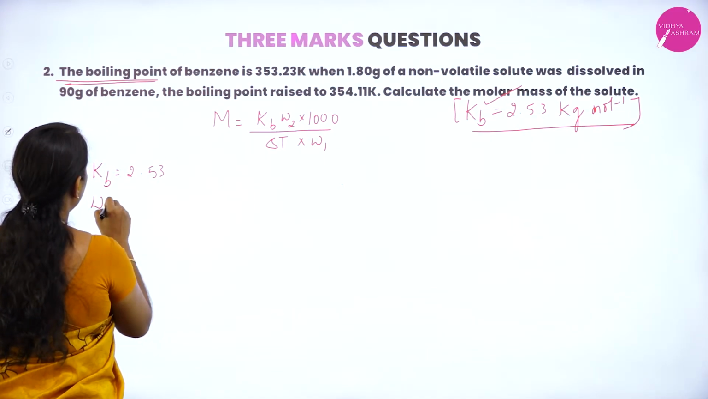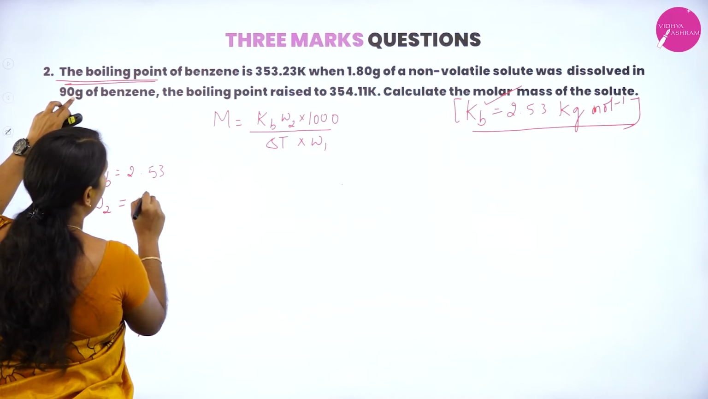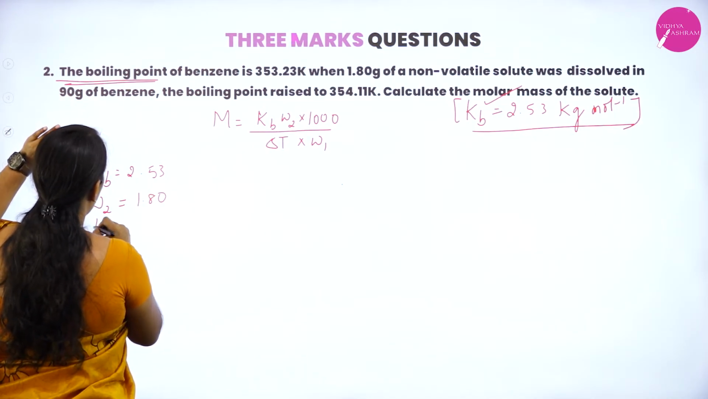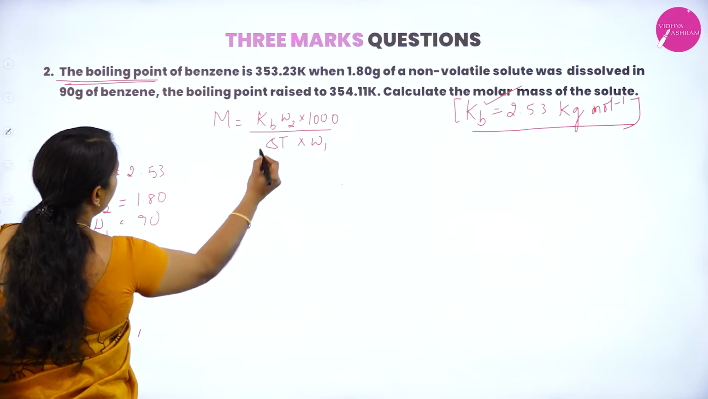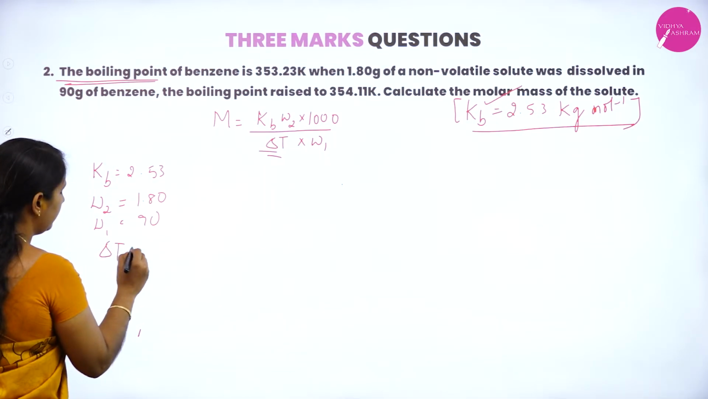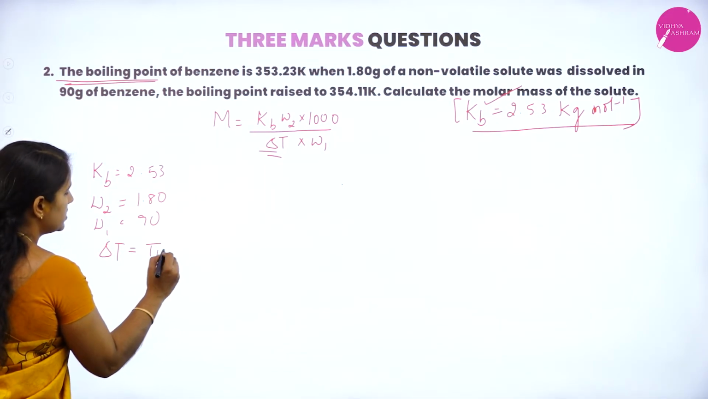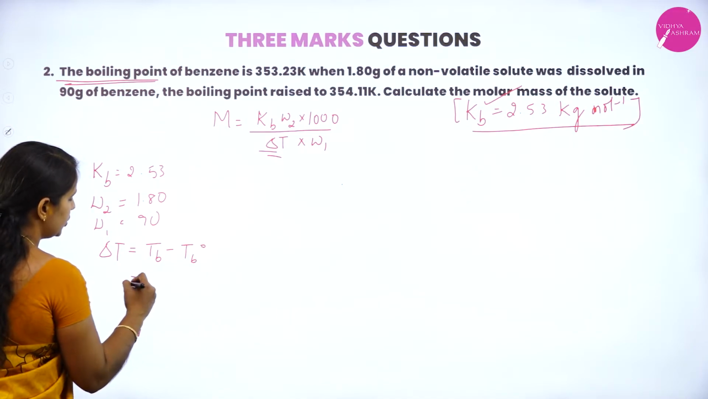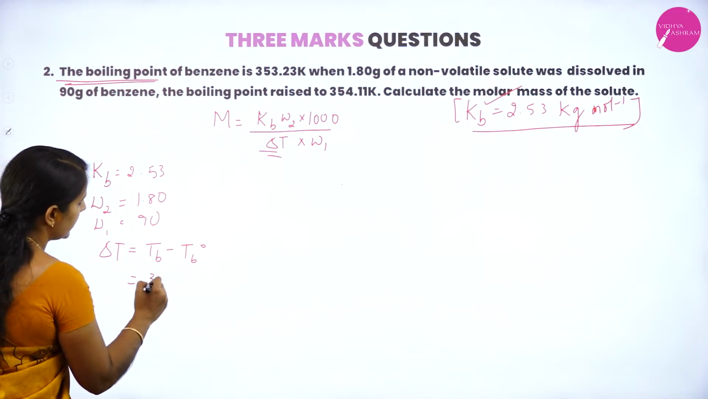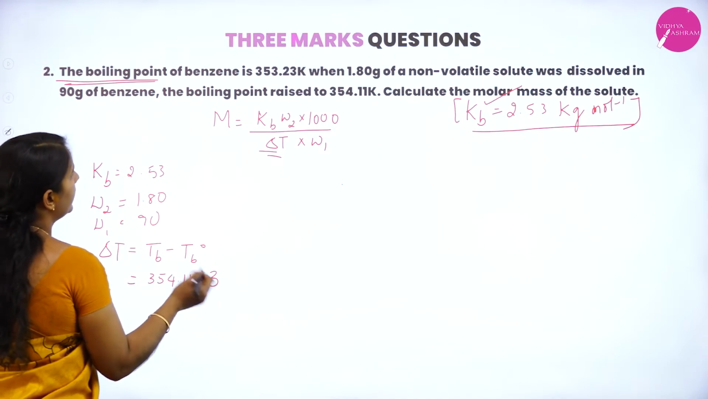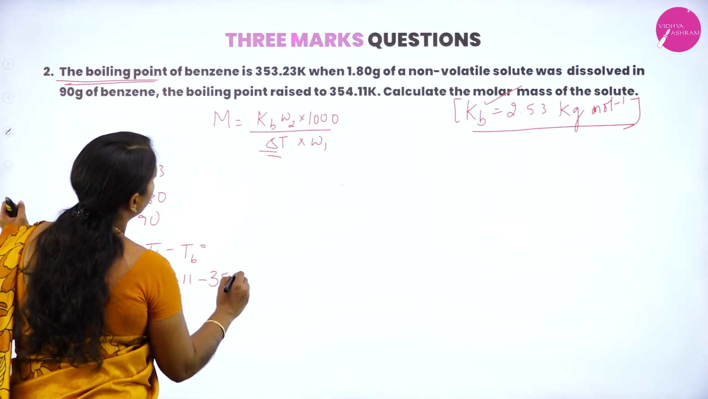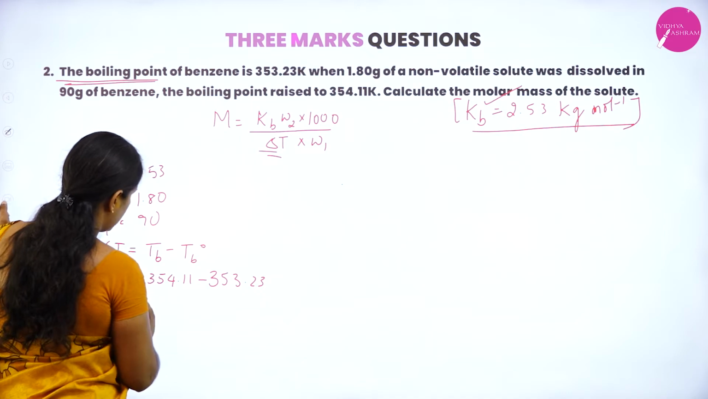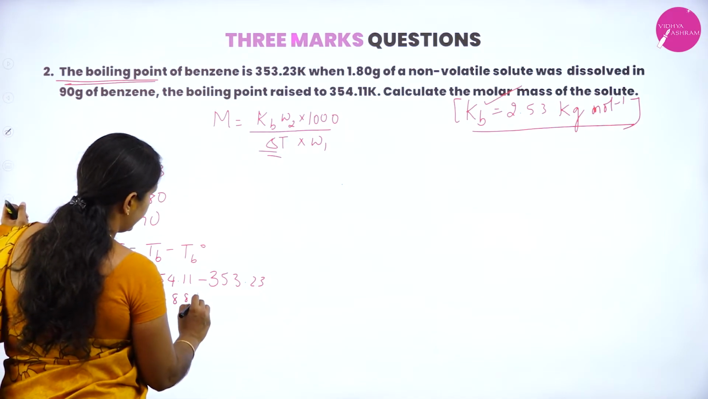And what is W2 here? W2 is nothing but the solute. It is 1.80, and W1 is nothing but 90. What is delta Tb here? Delta Tb is nothing but the change in temperature, that is final minus initial. What is the final, which has been raised? It is 354.11 minus 353.23. If you subtract this, you will get 0.88 Kelvin.